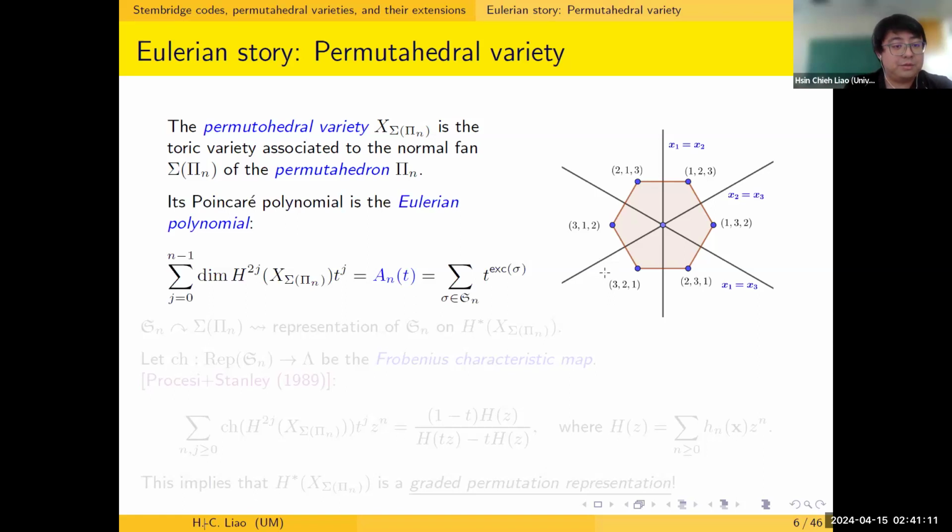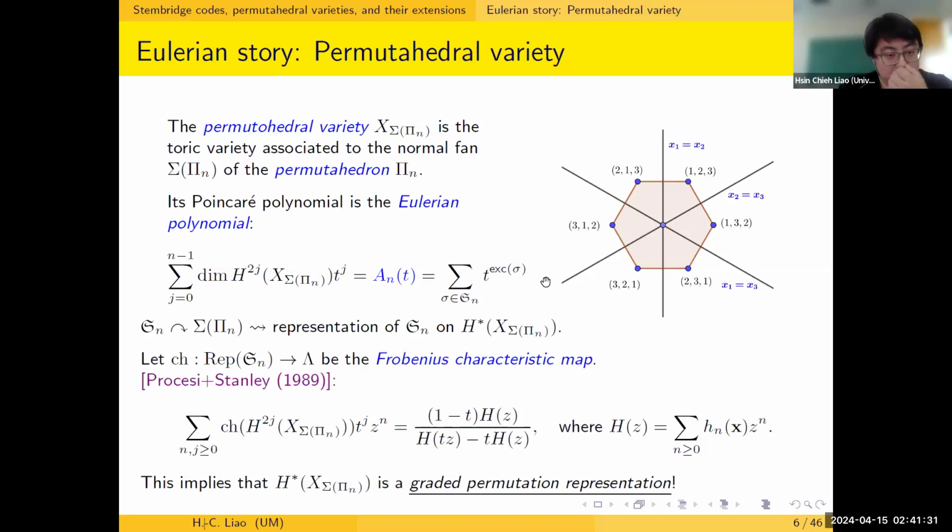An intriguing fact about this permutohedral variety is that its h-polynomial is the classical Eulerian polynomial, which we denote as A_n(t), which can be defined as counting the statistic of the number of exceedances over the permutations. We can let the symmetric group act on this normal fan by permuting the coordinates, and this will induce a representation of S_n on the cohomology.